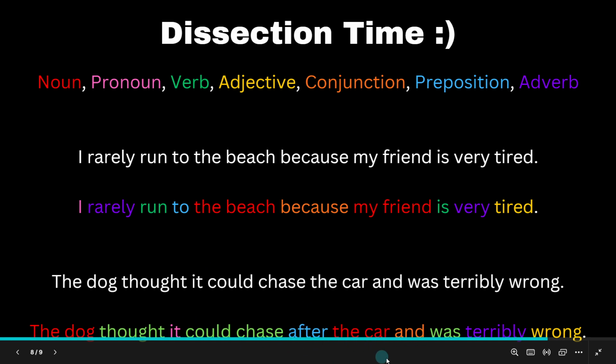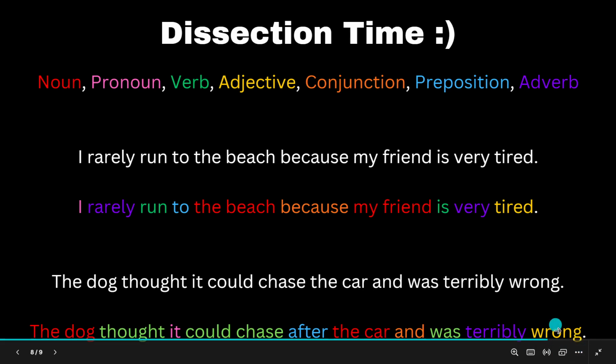After would be a preposition because it's indicating relationship. The car, again, is another noun because it's a thing. And obviously conjunction. You probably got that right. It's the most common conjunction. Was is a verb. It's that being verb we talked about before in the past tense.